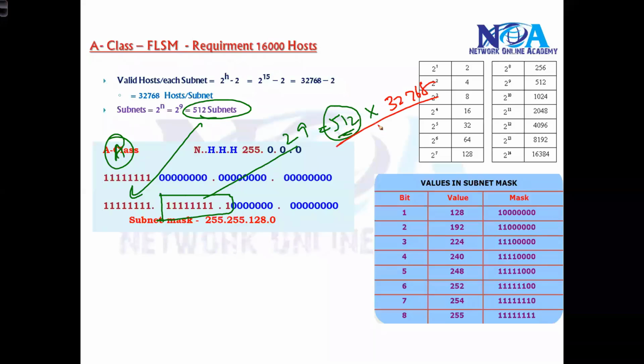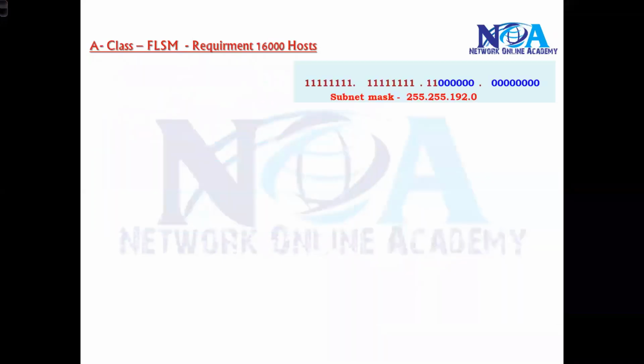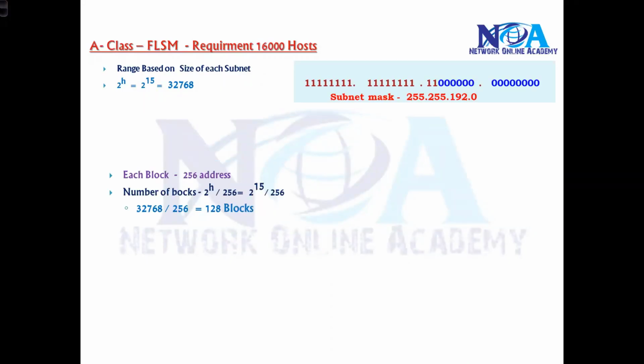So again, it is equivalent to an A class. When you're writing the range, it is written based on the size of the network. And when you're writing bigger ranges, generally we go in terms of blocks. So 32768 divided by 256: in 1000 we get 4, so 32,000 means 32 into 4, which is 128. So you get 128 blocks, which means a group of 128 addresses.